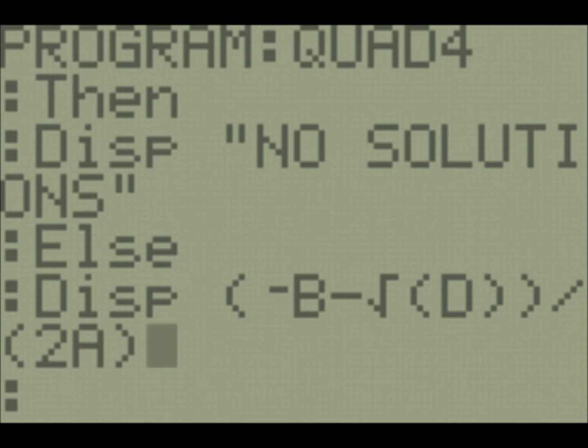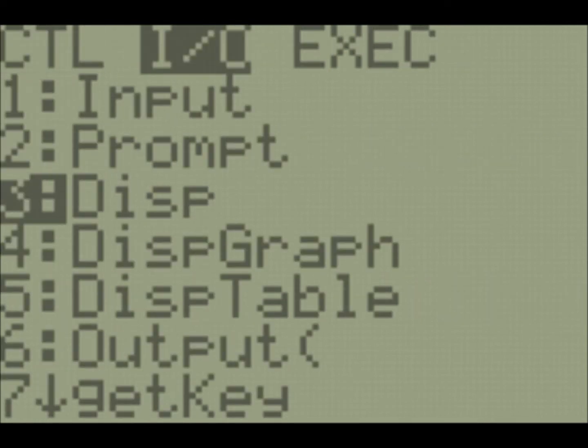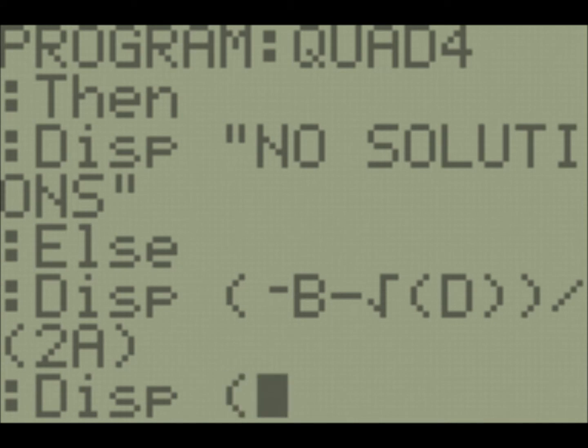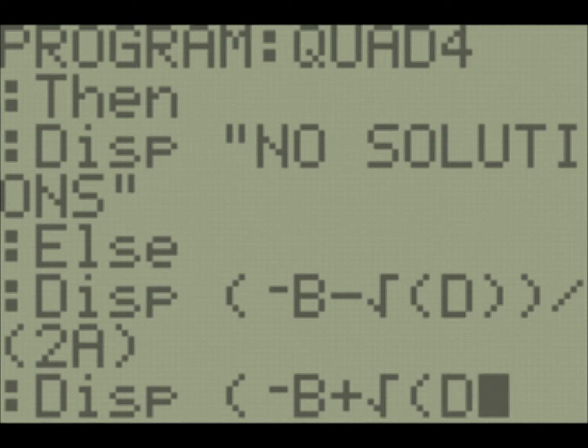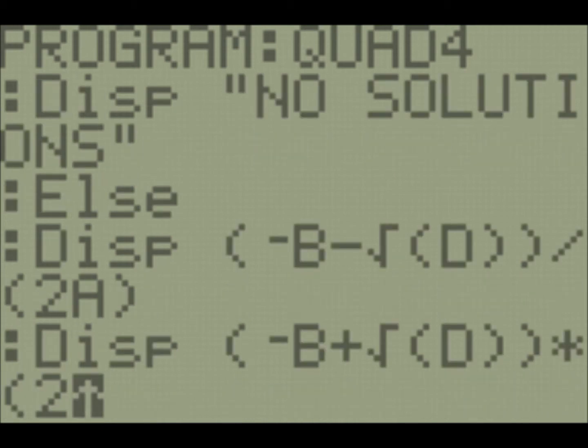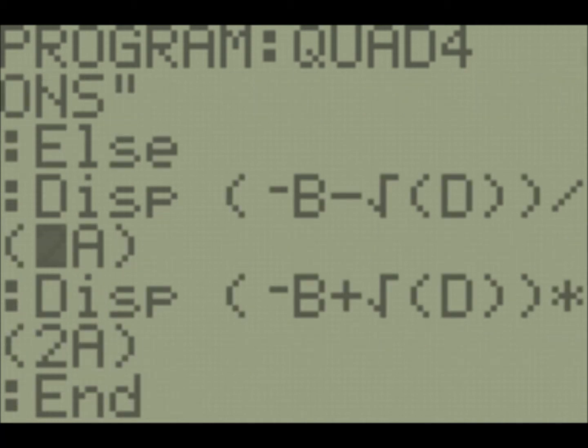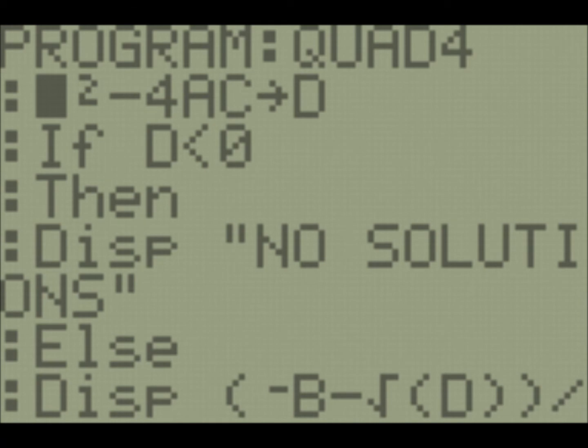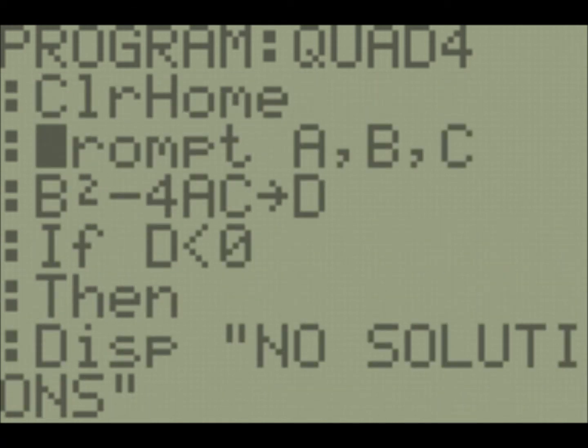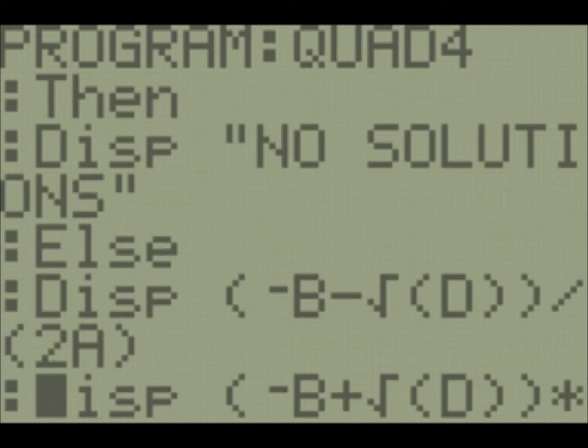So that's one solution when it's negative b minus, and then we want to display our other solution when it's negative b plus the square root of our discriminant all over 2a. And that is it. This is our quadratic formula program all done. It's pretty short for a TI basic program. It takes up 2 pages.